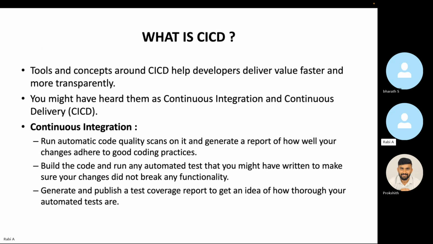So what do we do? Let's say I'm a developer, I push the code. So as part of the continuous integration, the tool should automatically pick that code, scan that code to check the quality of the code. Once that is done, build that code. Once that is done, test the code. Once that is done, publish a test report. All these fall under your continuous integration.